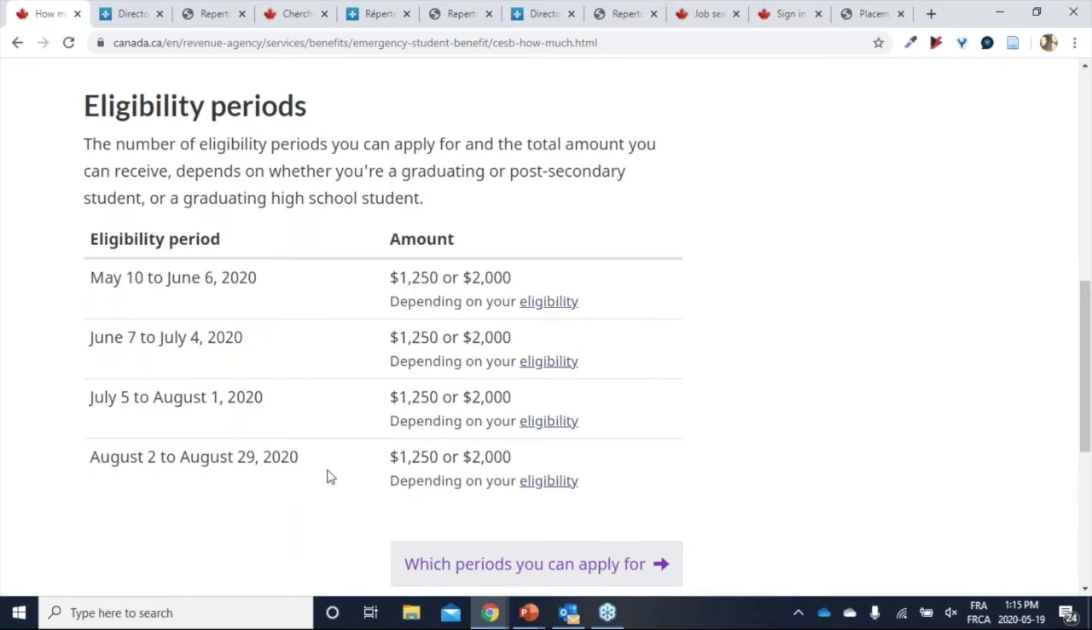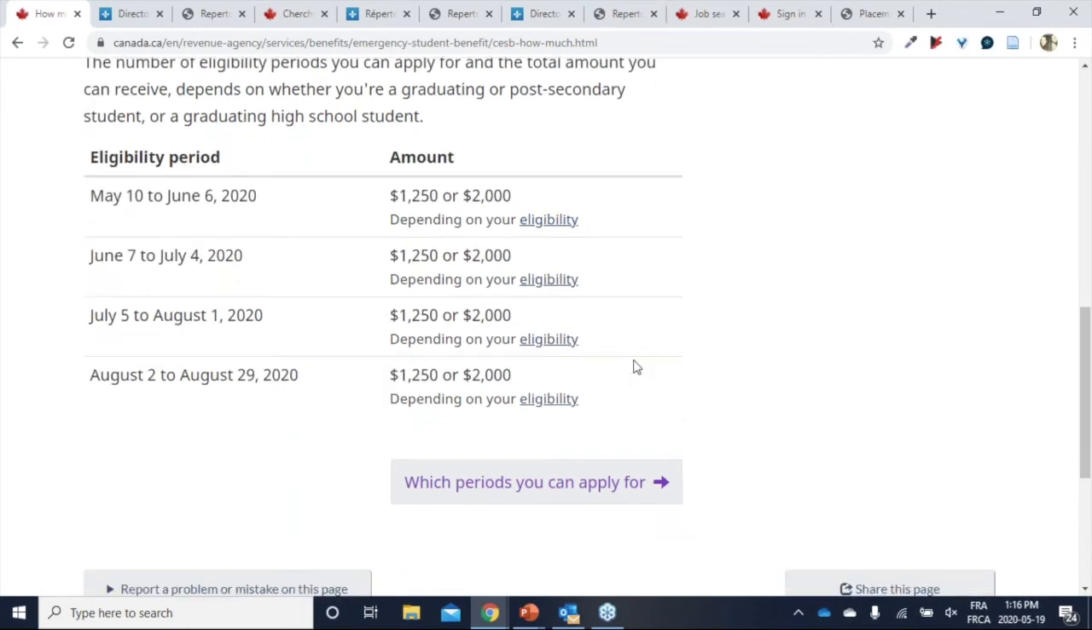These are retroactive, so you can apply, for example, for this period even though we are in August. You have actually until the 30th of September to apply for the different eligibility periods. You just have to make sure that within each period you correspond to the eligibility criteria that we discussed earlier.